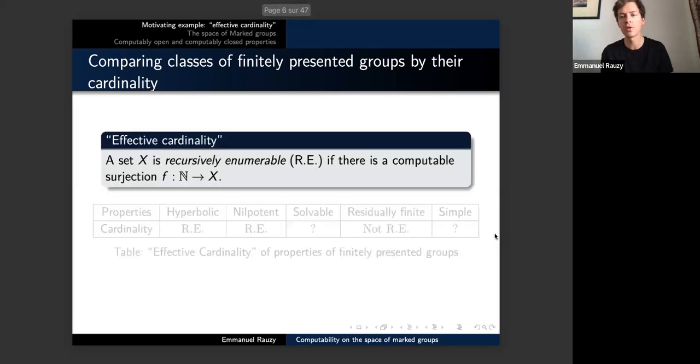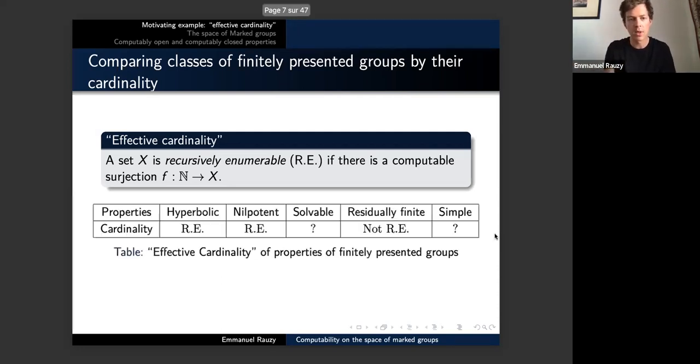Now we introduce computability into the mix. We say that a set is recursively enumerable if there is a computable surjection from the natural numbers onto this set. This is really similar to being countable. We just ask that the surjection be computable. Once we have fixed this definition, we get the following picture.